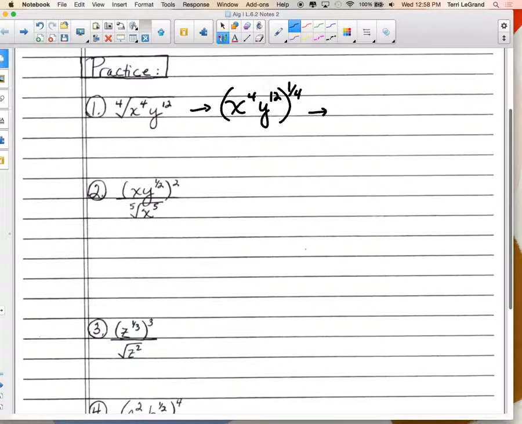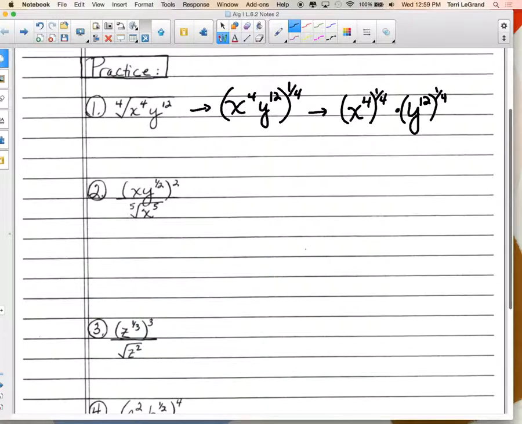What do you do when you have a product to a power? Give the power to each, what? What are those called? Factor. So x to the 4th is going to get its own power, and the reason we're going to use parentheses is because we are raising a power to a power here. So we're giving the factor x to the 4th its own power of 1/4, and we're giving the y to the 12th, the other factor, its own power of 1/4. So we're applying the product to a power property.